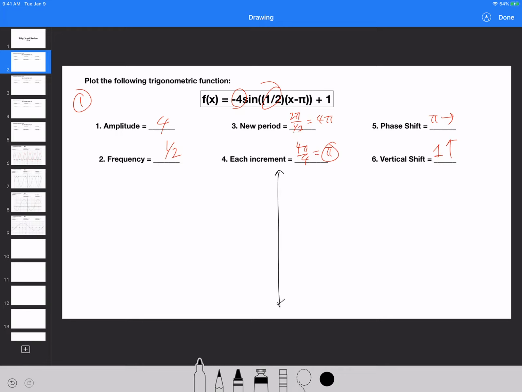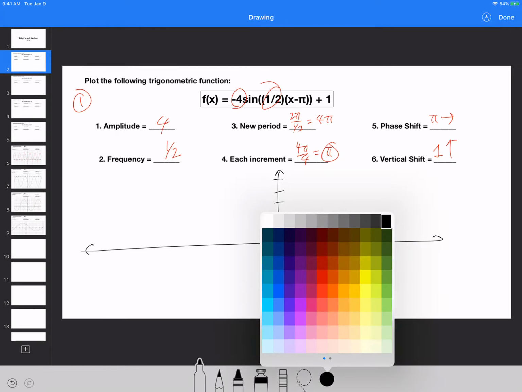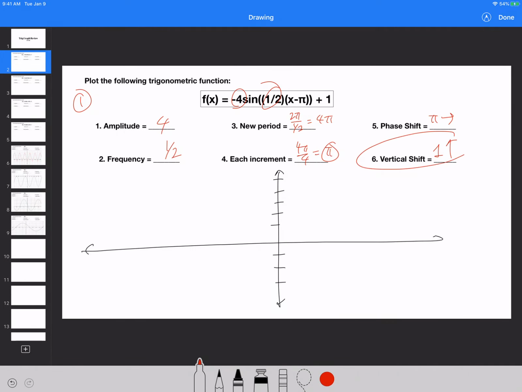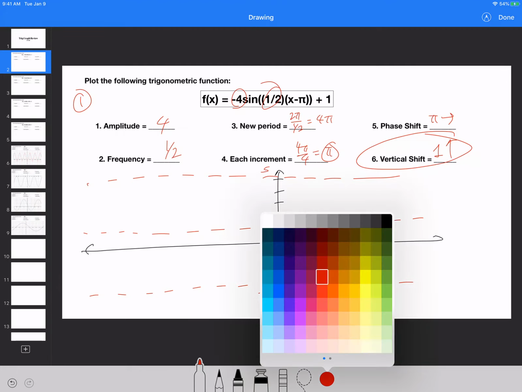Y scale, and then X scale. Okay, so I have, let me see, positive 1, 2, 3, 4, 5, and then negative 1, 2, 3. The reason I want to establish that is because if I start from a vertical shift of positive 1, I go down 4, which ends up being negative 3, and I go up 4, which ends up being positive 5. So those are your framework: max, min, and middle line.